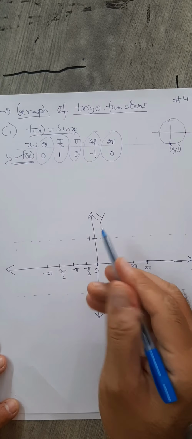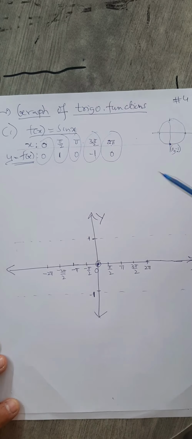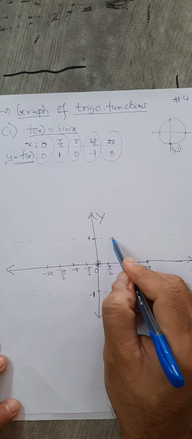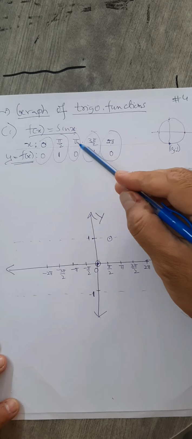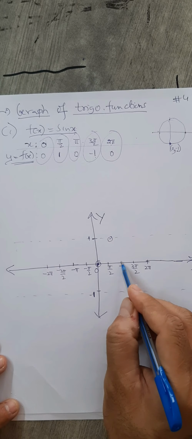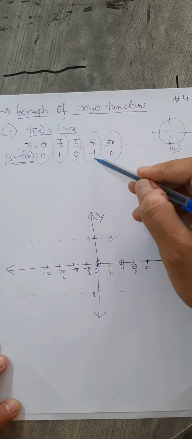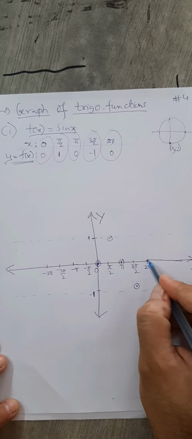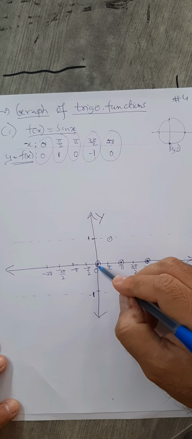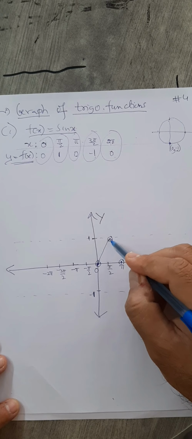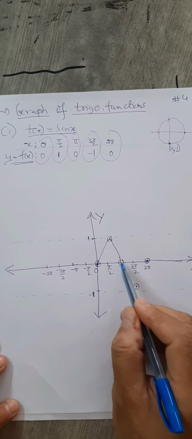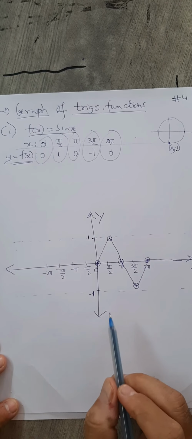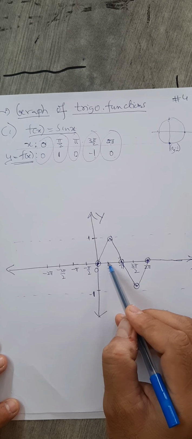Now we represent these ordered pairs. 0, 0 is the origin. We plot these points in the Cartesian plane. Pi by 2, then 1 here. Pi, then 0, so it is here. 3 pi by 2, then minus 1, so it is here. And finally 2 pi, then 0 over here. So it would be like this. It will go up first, a freehand curve, remember. Then it will come down, again come down, and then again from here it will go up, like this.